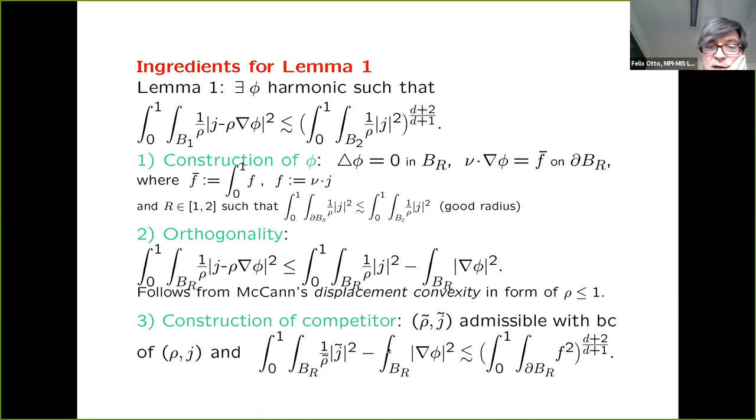One has to use the harmonic Neumann extension to construct a competitor of the original problem, so that the energy of the competitor, the nonlinear energy of the competitor, is not much larger than the Dirichlet energy. So that's actually the most important step.